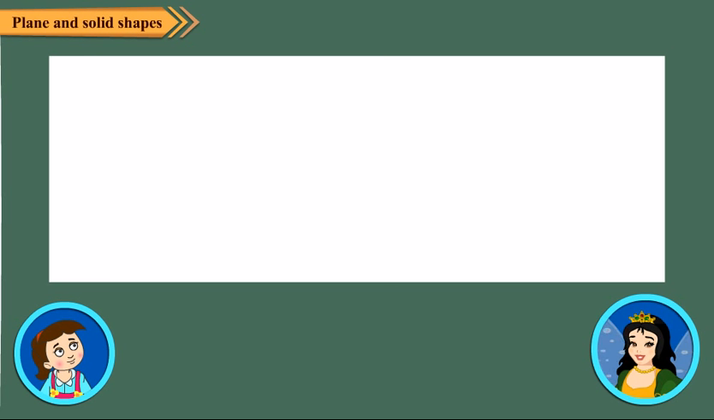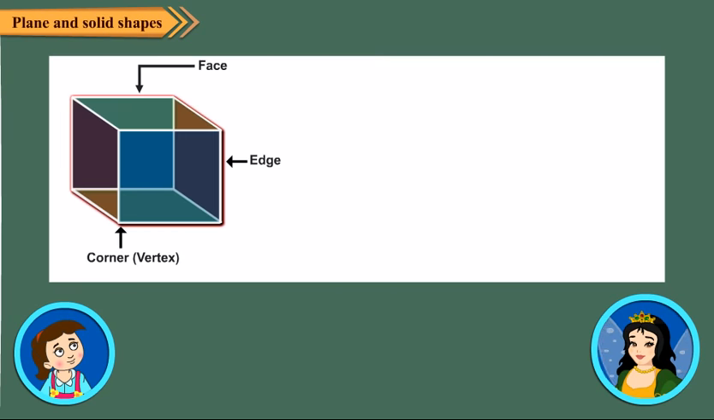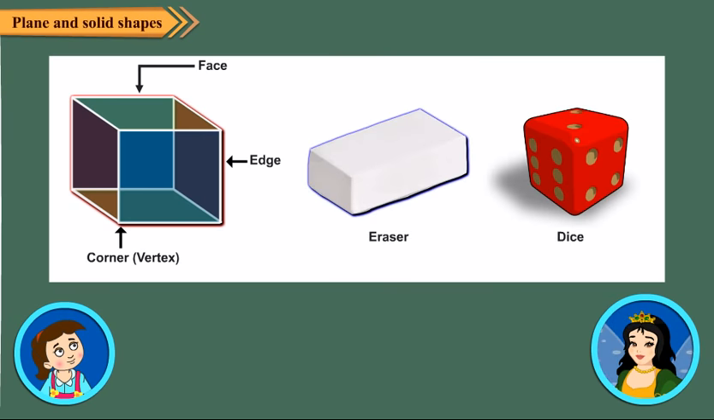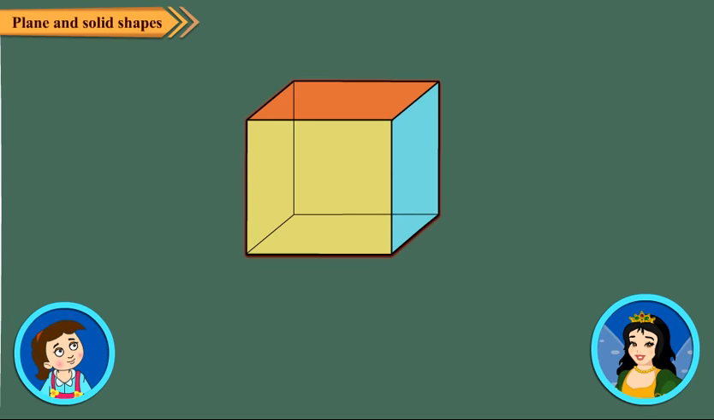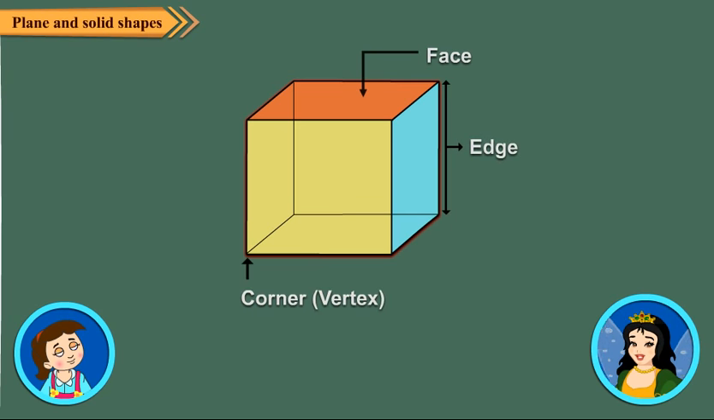In fact, we have another kind of shapes which cannot be drawn on a sheet of paper. For example, box, eraser, dice. These are called solid shapes. Solid shapes have faces, edges, and vertices or the corners.